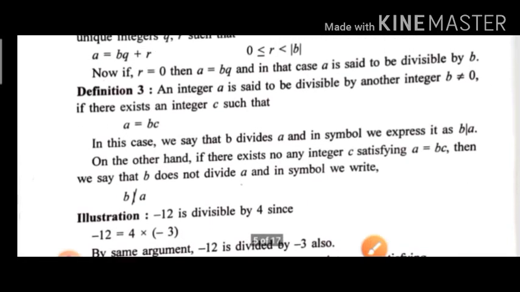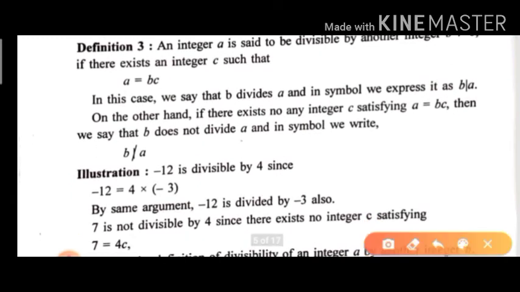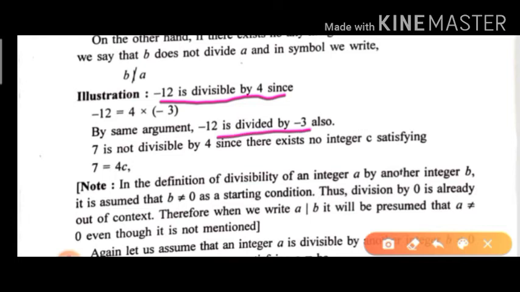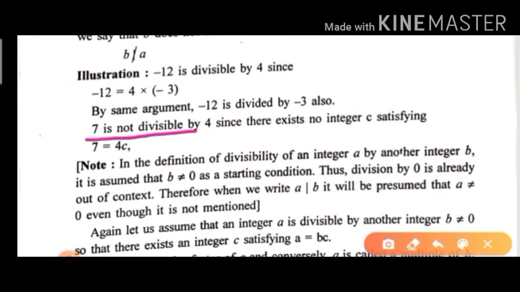So any integer divisible by another integer can be written this way: B divides A. Now, if you look here, is minus 12 divisible by 4 or not? Yes, of course. So we can write it like this: 4 divides minus 12. But 7 is not divisible by 4, so 4 does not divide 7.